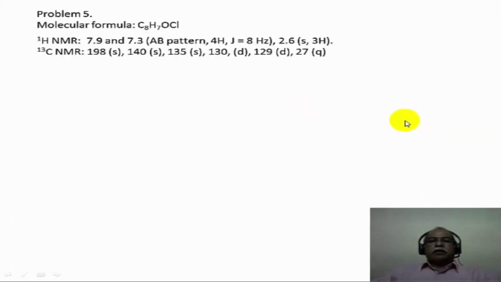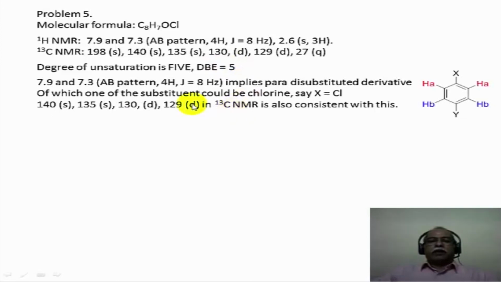So this data is now written in this particular fashion. From this we are going to solve the structure of this molecule. Degree of unsaturation is 5. Chlorine is present there, so you need to add 1 hydrogen instead of the chlorine, so that would be C8H8. For a saturated molecular formula, it should have been C8H18, and the deficiency of 10 hydrogens corresponds to a double bond equivalence of 5. Now this we already discussed: 7.9 and 7.3, as well as the carbon signals, seem to indicate this kind of a para-disubstituted derivative.